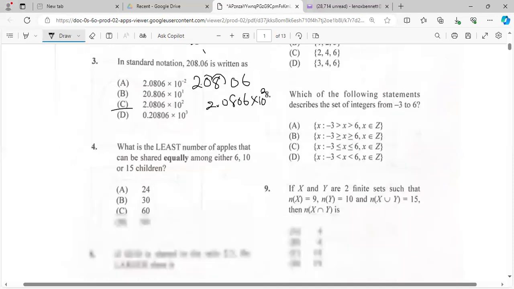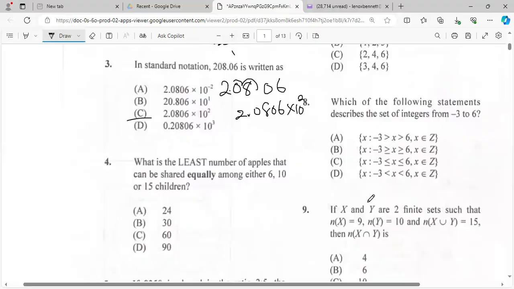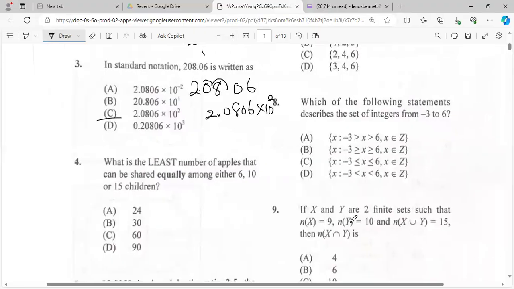Number 4 says, what is the least number of apples that can be shared equally among 6, 10, or 15? So what they want is basically the lowest common multiple of 6, 10, and 15. So we have 6, 12, 18, 24, 30, 36. We could try 10. So we have 10, 20, 30, and of course we have 15 plus 15. So that's 30. Let's move on to number 5.